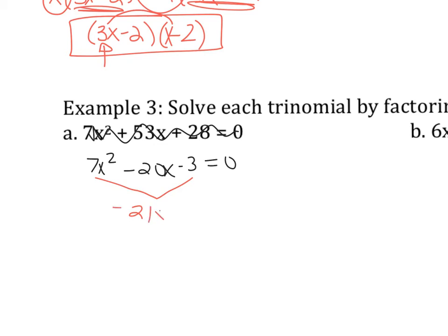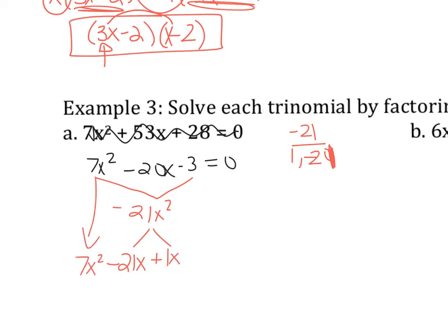And that gives us negative 21x squared. And we're looking for 2 numbers whose product is negative 21 and whose sum is negative 20. And so we're looking at the difference of the factors here. So we have 1 and 20, 1 and 21, sorry, whose difference is 20. And 21 would have to be negative to give us a negative 20. So we're going to split this: negative 21x plus 1x still gives us negative 20. Pull down that 7x squared, pull down that negative 3.